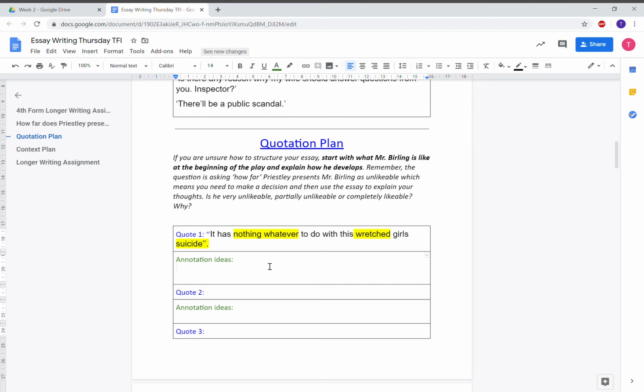I'm going to be trying to identify word types or techniques. What I mean by that is it might not be that you're identifying an adjective or a noun. It might be that you're identifying a simile, for example, like when Mr. Birling says mixed up like bees in a hive. That would be a simile.